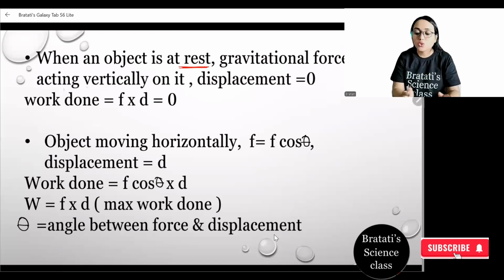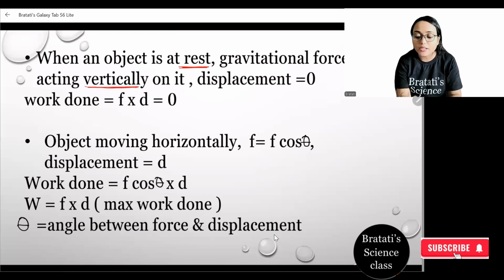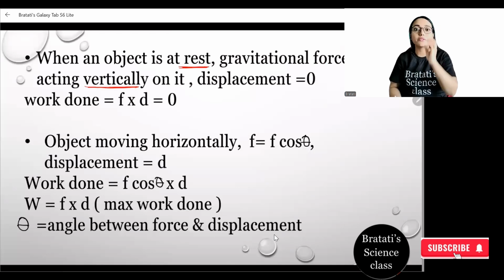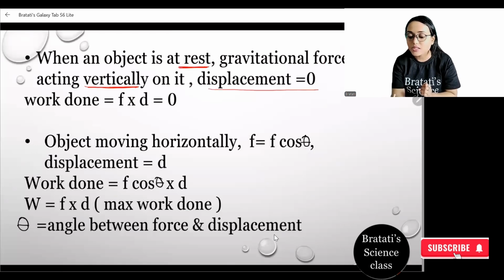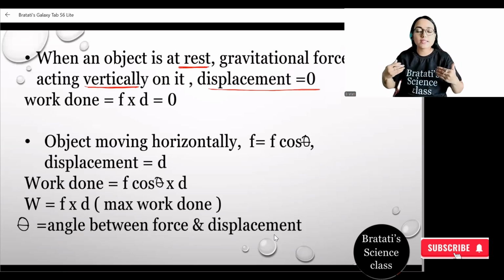So this is acting vertically on the object, because it is pulling it down towards its center. Here, as the object is at rest, the displacement is zero, no displacement. So are we doing any work? I'm sitting here, moving my hand, but I'm not displacing my position. The earth is pulling me down towards the center.